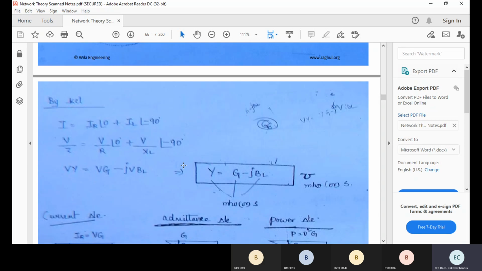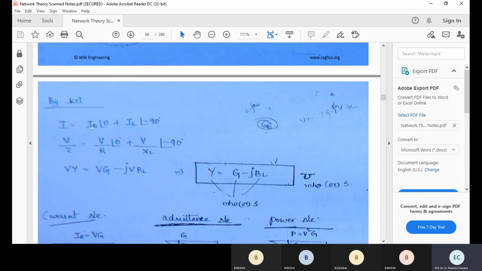The same. There, for the series circuit, current is the same; your total voltage is equal to voltage across resistance plus voltage across inductance, V is equal to VR plus VL. But here, this is the current expression. Your I is equal to IR plus IL. IR at an angle of 0 plus IL at an angle of minus 90 degrees. Your I is equal to V by Z, which is equal to V by R plus V by XL at an angle of minus 90 degrees.